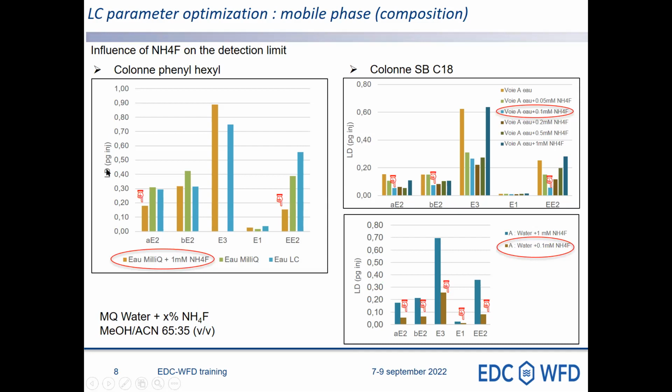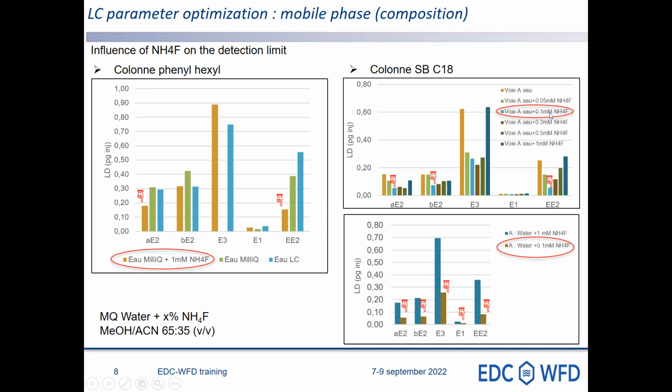So here you have the LOD, in terms of micrograms injected, and here you have the different substances, and you see that it really makes a difference for the most challenging substance we had in the project, ethinyl estradiol. So really, NH4F is a really interesting additive to be added in the mobile phase to increase the sensitivity.